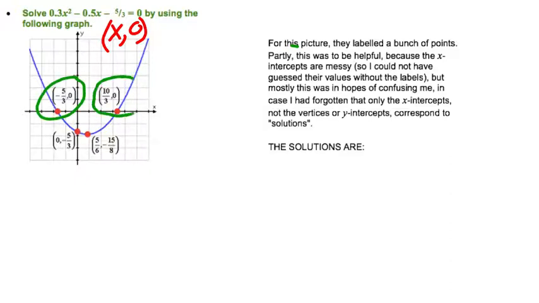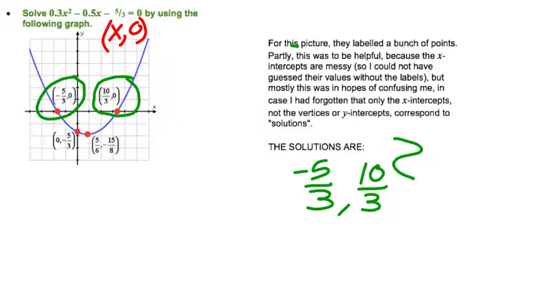Now I can't actually tell in the graph with those red dots exactly what value it is, but luckily they put the actual exact coordinates right there. When y is 0, x is negative 5/3. And when y is 0, x is 10/3. So those are my solutions.